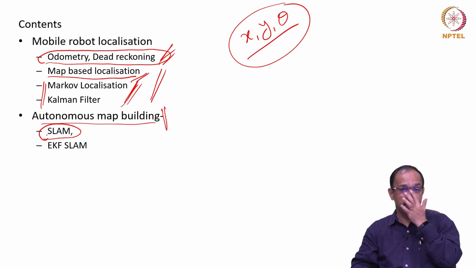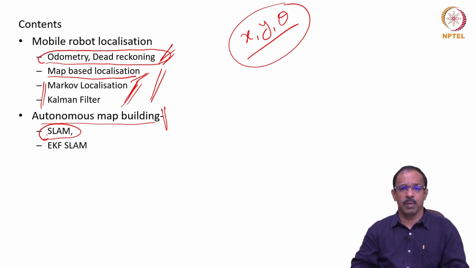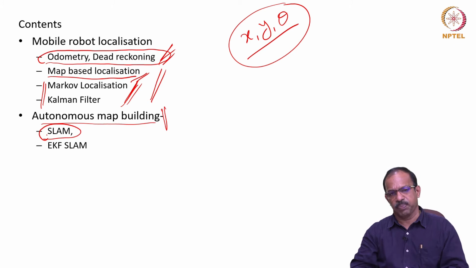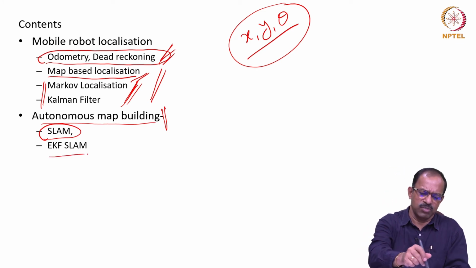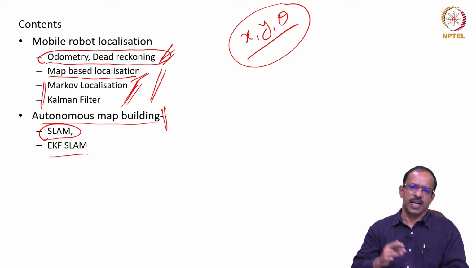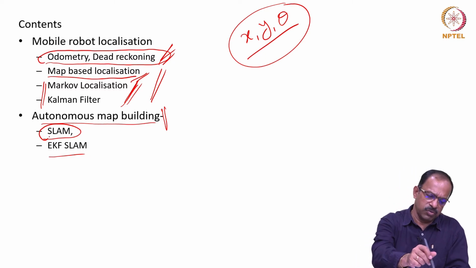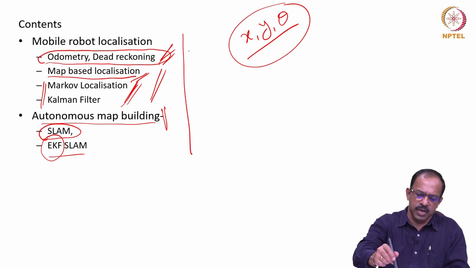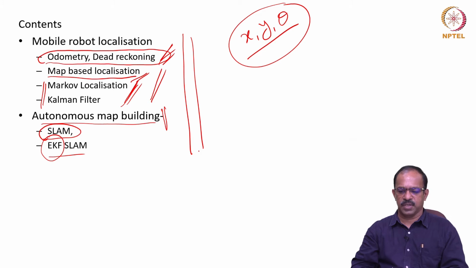Okay, so the map is not given, so the robot does not know the map in advance, but using the sensor information, it will try to create a map, and then using the fusion algorithms, it will try to localize itself within the map. That is basically known as SLAM. And then there is an advanced version, extended Kalman filter SLAM, where the SLAM can actually be achieved using extended Kalman filters. So, these are the topics that we will be discussing in this chapter.